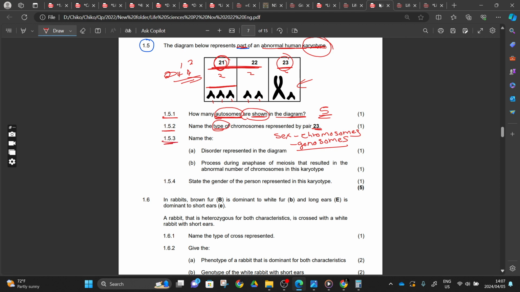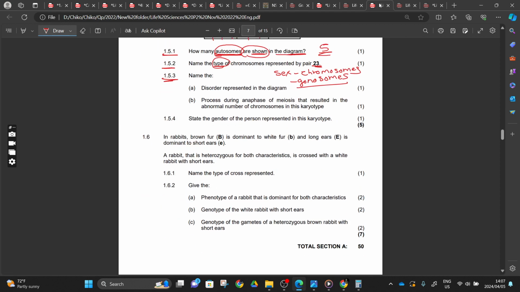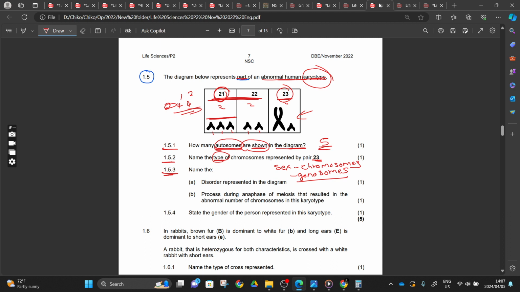And then 1.5.3, they said name the disorder represented in the diagram. Now you know there's a difference between a disorder and a mutation. Pay attention here. Name the disorder. They can say name the mutation.